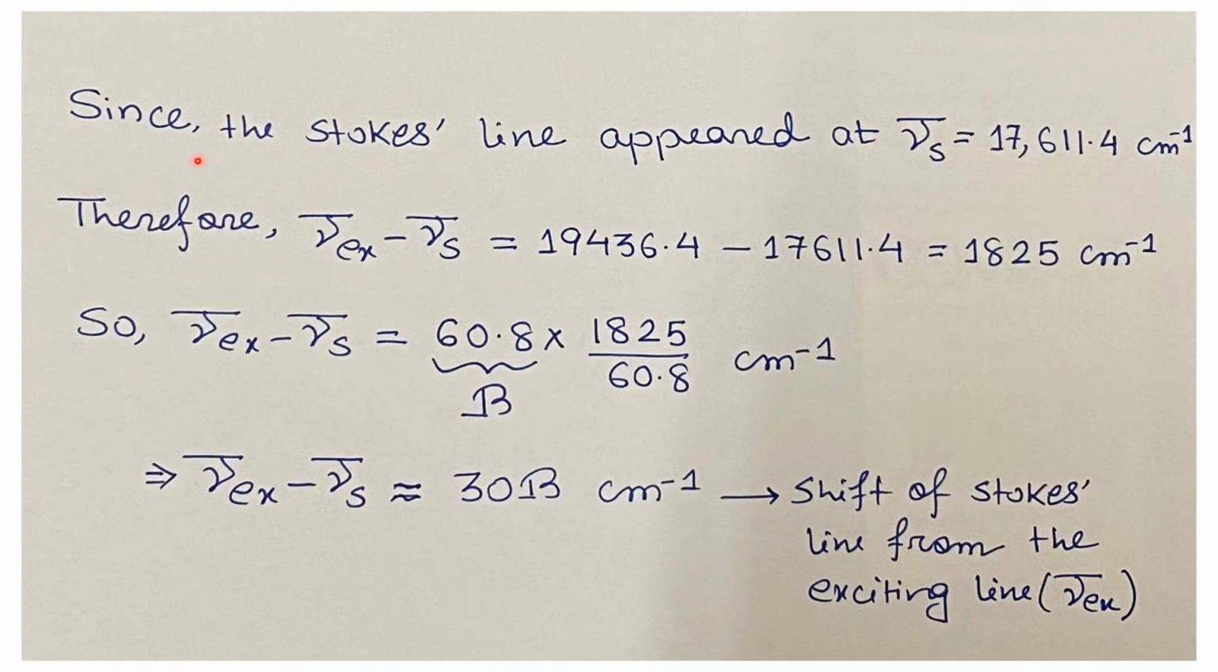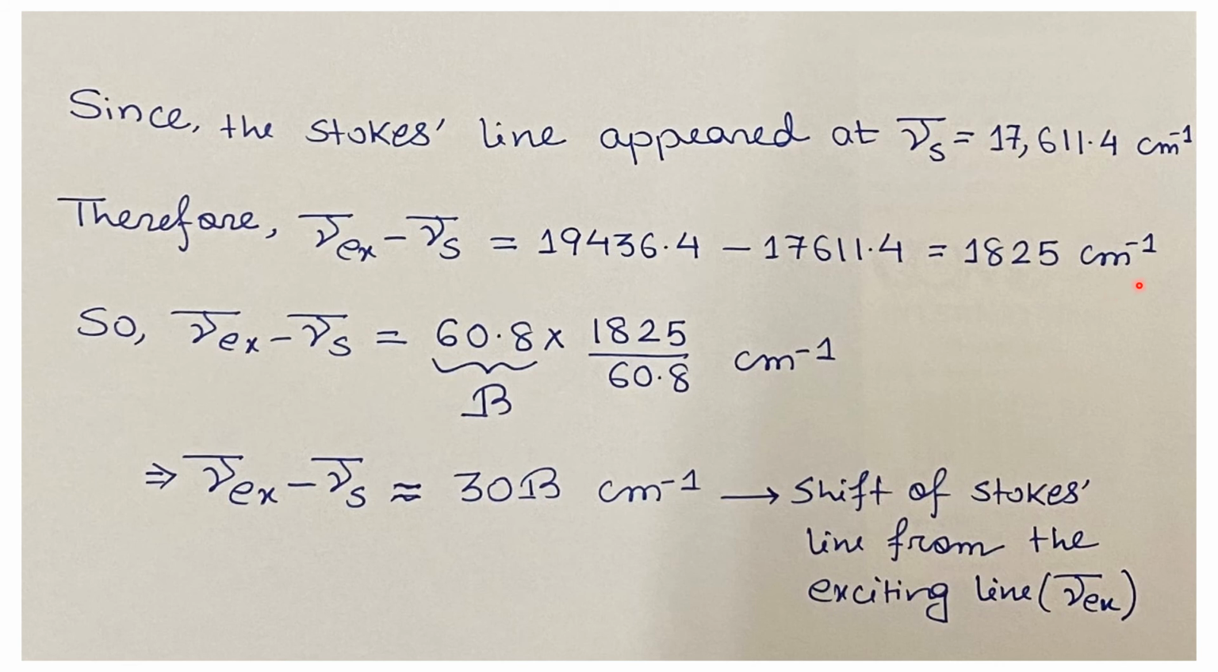Now it is given in the question that the Stokes line appeared at the wave number nu S bar equals 17,611.4 centimeter inverse. So therefore we can write nu Ex bar minus nu S bar equals 19,436.4 centimeter inverse, that is nu Ex bar that we have calculated in the previous slide, minus 17,611.4, that is given in the question. So this will give 1,825 centimeter inverse.